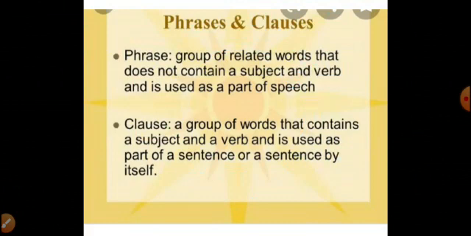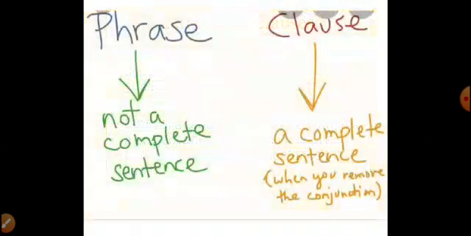Whereas a clause is a group of words that contains a subject and a verb and is used as a part of a sentence or a sentence by itself. A clause can be a sentence itself also, and it contains a subject and predicate. Both of them are opposite to each other. In simple language, a phrase is not a complete sentence, and a clause is a complete sentence when we remove the conjunction. Okay, dear students.